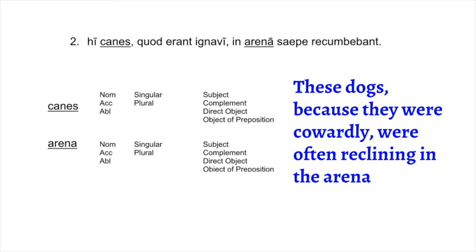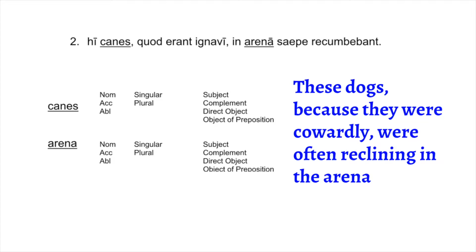These dogs, hi canes. Hi is the plural of hic, so instead of "this," here it is translated as "these." So hi canes, these dogs, quod erant ignavi, because they were cowardly. And notice that ignavi is plural just as canes is. So because these dogs were cowardly, in the arena they often saepe recumbebant. They were often reclining in the arena.